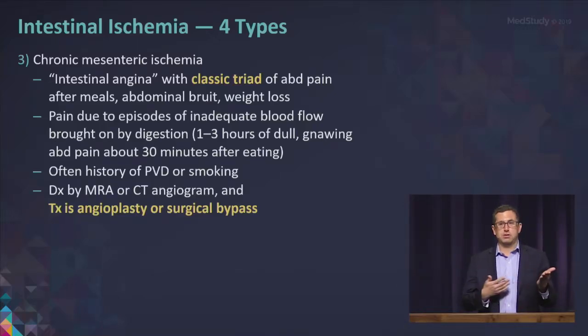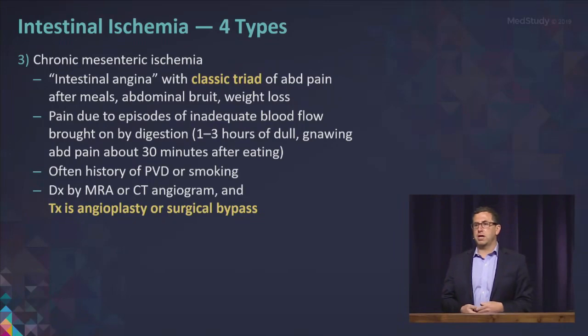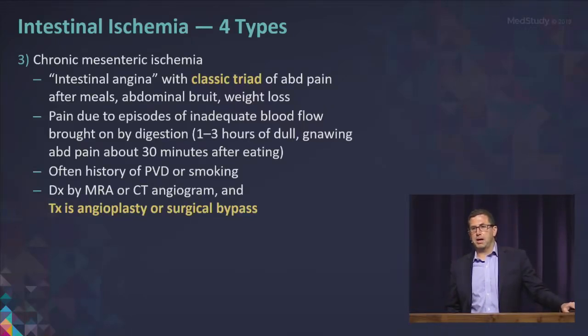So it's a supply-demand issue. If you have narrowed mesenteric arteries and you're eating food, then you need to increase blood flow to your gut. But because there are fixed areas of stenosis, you can't get the blood supply up in your gut, and you're going to get abdominal pain. Generally, you're going to get pain about 1 to 3 hours after eating a meal. It's often dull and gnawing.